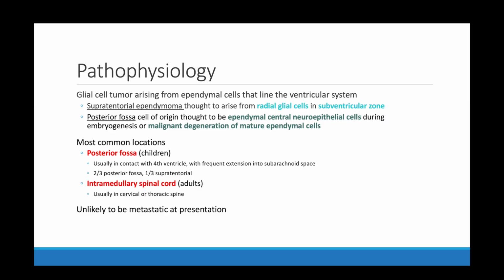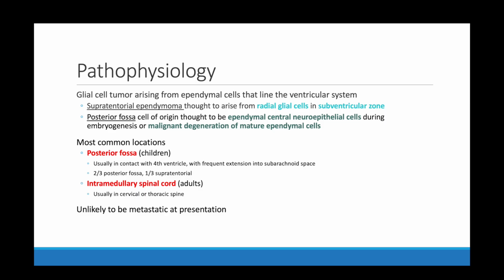In adults, on the other hand, ependymomas tend to occur in the intramedullary spinal cord, and they can occur actually anywhere along the cord, but most commonly they tend to be in either the cervical or in the thoracic spine. And these tumors are unlikely to be metastatic at presentation.